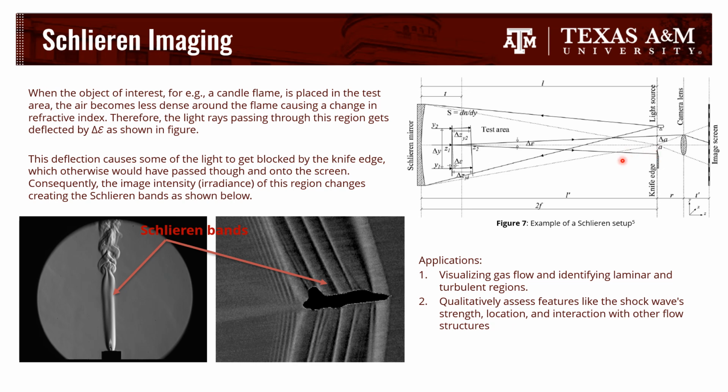This deflection causes some of the light to get blocked by the knife edge, which otherwise would have passed onto the screen and formed an image. Consequently, the image intensity in this region changes, creating Schlieren bands. Here in the image below, you can see Schlieren bands that are caused due to shock waves that are produced and also because of the temperature change caused by the candle flame.